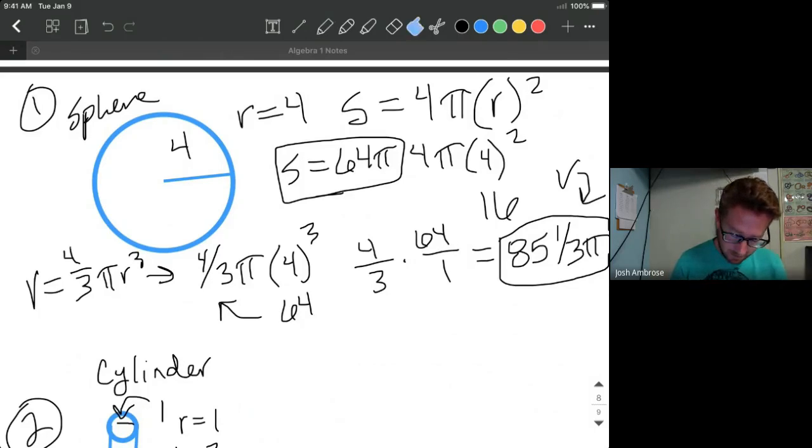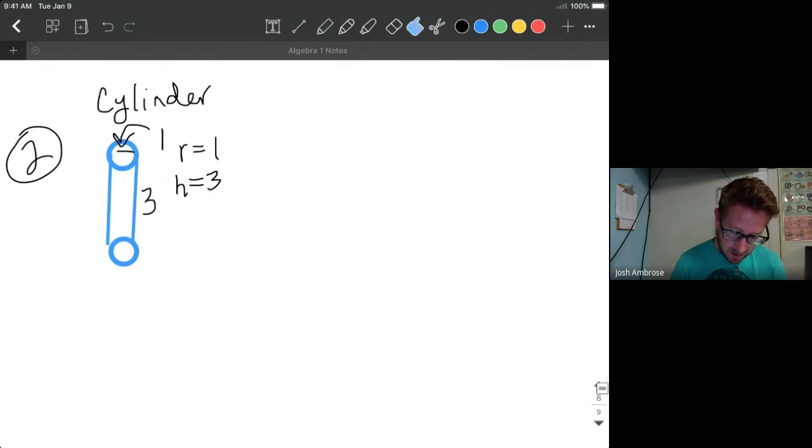Okay, now let's move down the page here. Now we are looking at a cylinder. So find the equation for cylinder, and you are given a radius of 1, a height of 3, and let's take a look at what surface area would look like. All right, I'm going to immediately start plugging in values here for the surface area.